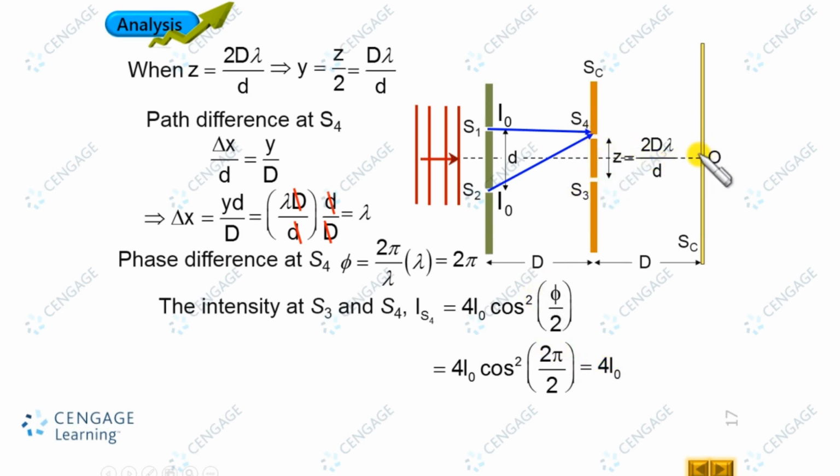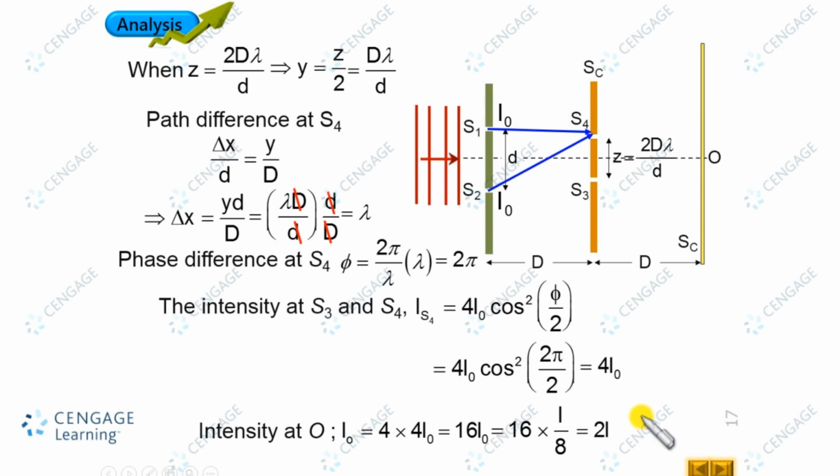This interference again occurs on this third screen. That means this point will be the center of the screen. The intensity at this point will be 4 times the intensity at this point and this point. So intensity at O equal to 4 multiplied by 4 I naught. This is equal to 16 I naught. And we know I naught equal to I by 8. So we got the intensity, this is equal to 2 I. So intensity at O is equal to 2 I.